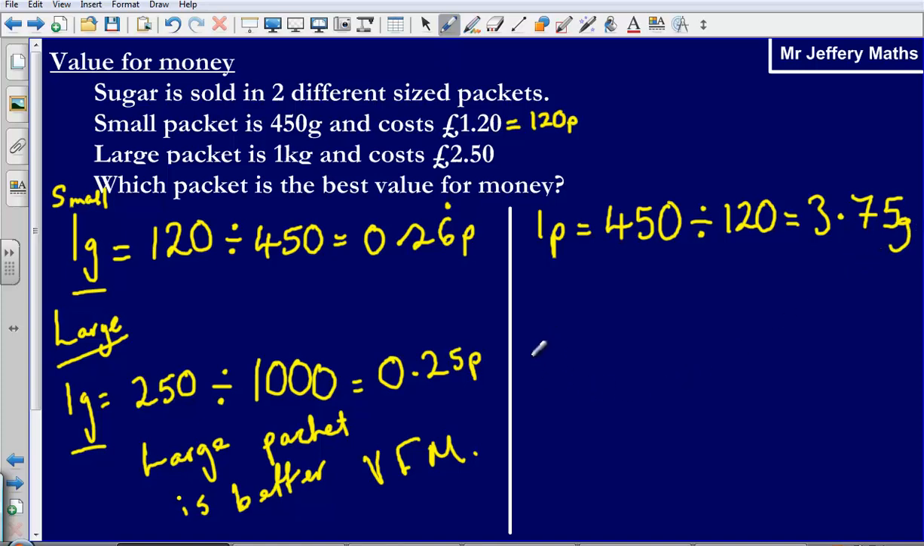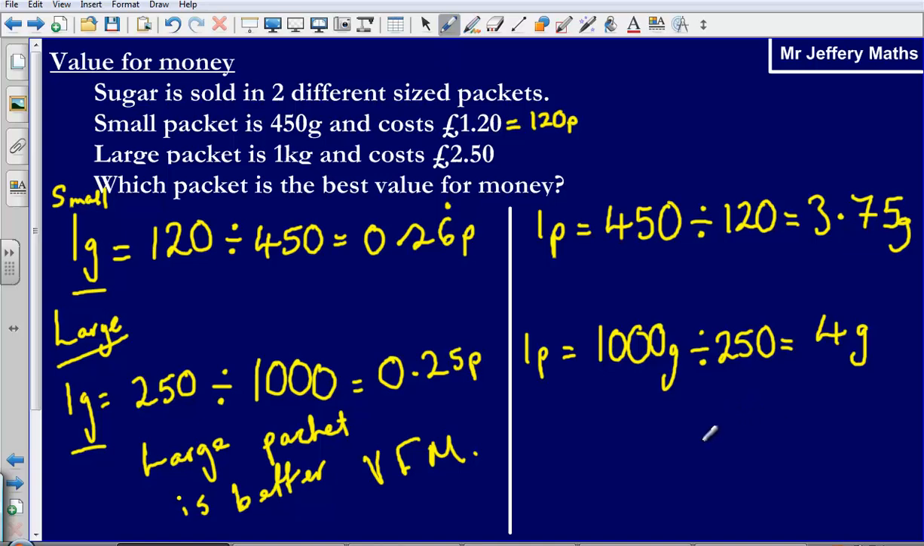Let's do the same with the large packet, and I can say that 1p here is going to be the total number of sugar, which is 1,000 grams, divided by the amount of money that I'm paying for it, 250p. So for every 1p that I spend, I'm getting 4 grams of sugar.